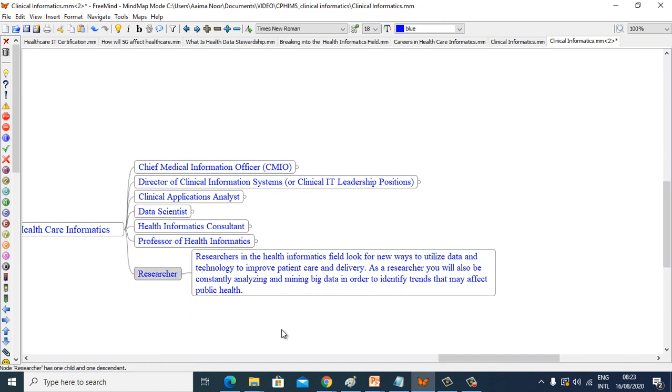Researchers in the health informatics field look for new ways to utilize data and technology to improve patient care and delivery. As a researcher, you will also be constantly analyzing and mining big data in order to identify trends that may affect public health.